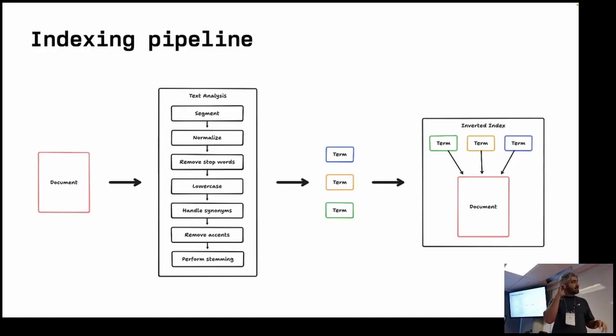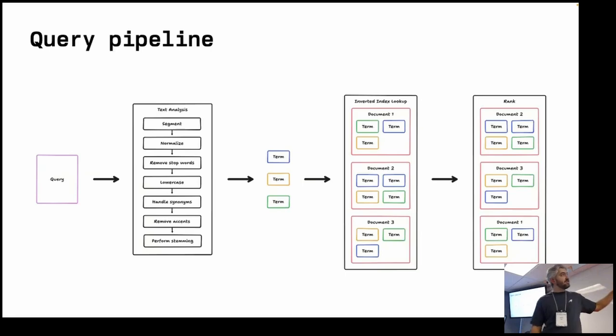And so to bring it all together, your indexing pipeline looks something like this. Take a document, run it through text analysis, you get your terms out, and then you put them into an inverted index. And when you come to query time, the important bit is that you're putting your query through the exact same analysis as your document. And so you get the same terms out. You then look them up in your inverted index, which will tell you which documents have those terms. And then you will rank them based on the term frequency, et cetera. And you will get an ordered list of results.